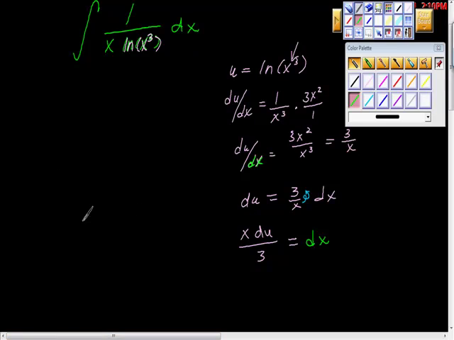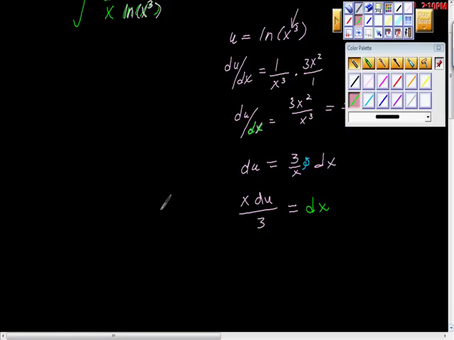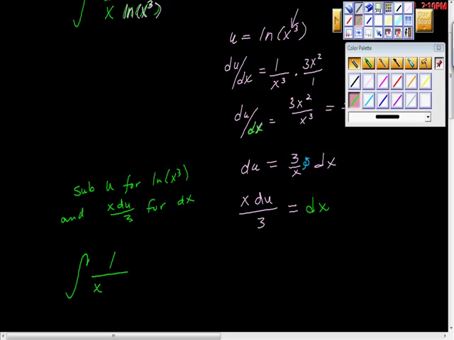Golly, thanks. Right? So now, if you don't mind, let's substitute a bunch of stuff. Let's substitute u for ln of x cubed and x du over 3 for dx, right? So I think this substitution works really good now. To go back to the original, we would have 1 over x. It was supposed to be ln of x cubed, but of course that is u, isn't it? So we'll substitute in u times x du over 3.